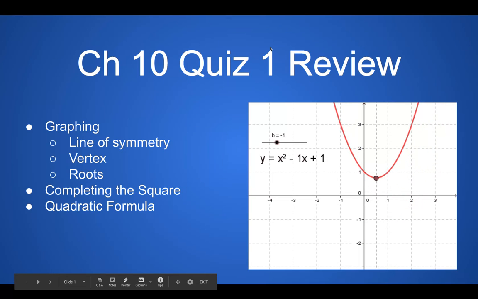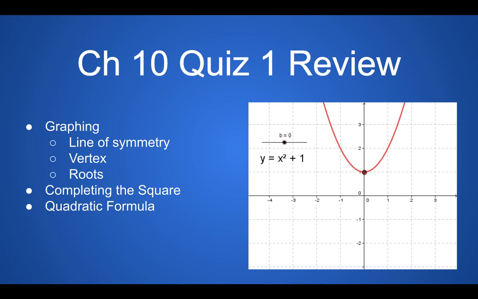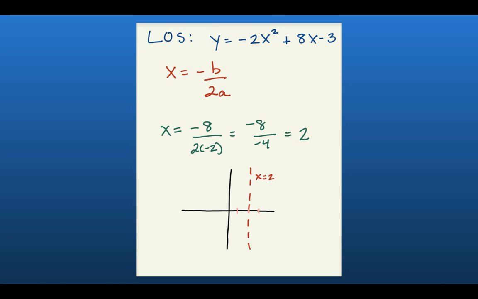This is the answers to the Chapter 10 Quiz 1 review. The first question I asked, given this equation, find the line of symmetry. Remember, the line of symmetry is the opposite of b divided by 2a. So I will substitute b in and 2a. When I simplify, I get positive 2, and that would be my line of symmetry on a graph.